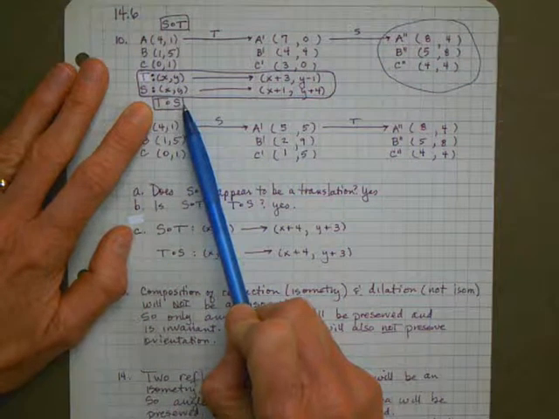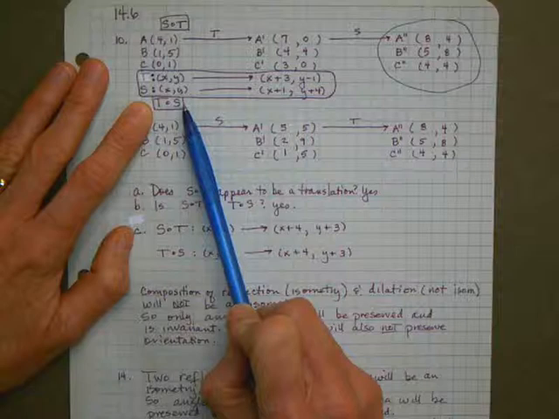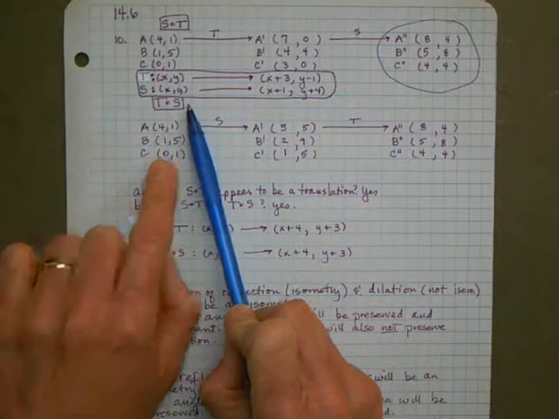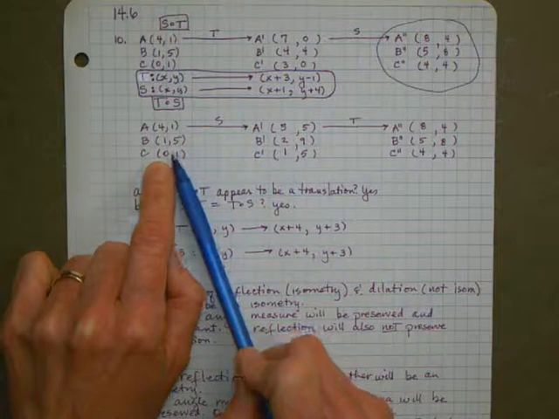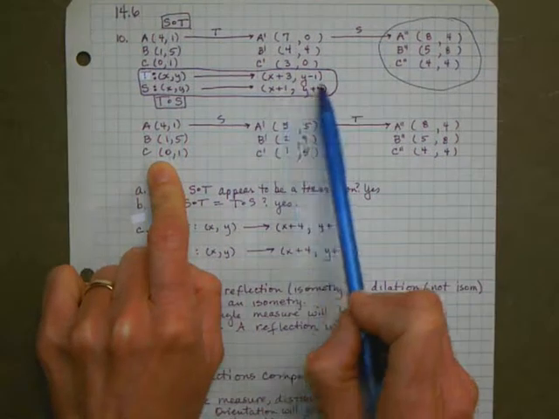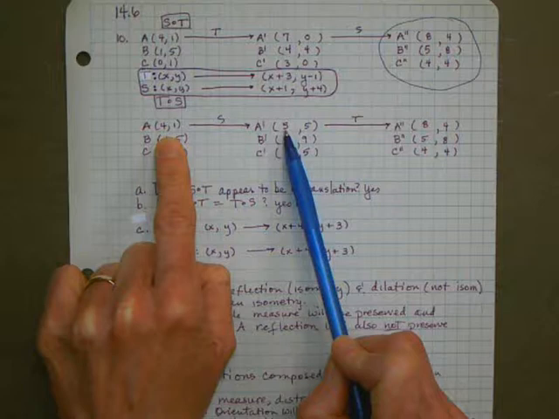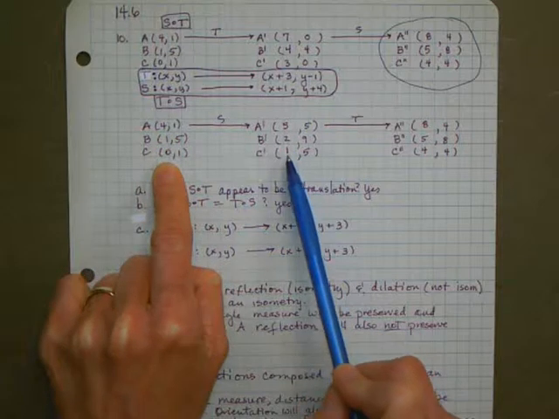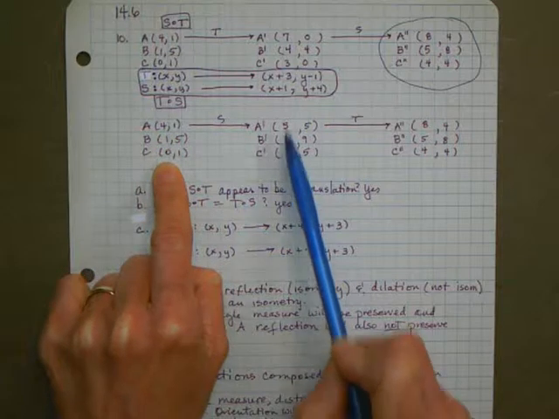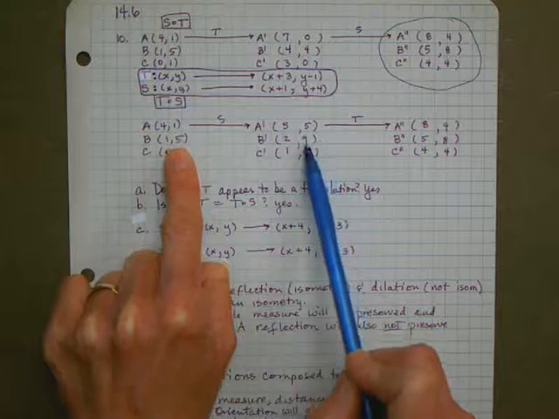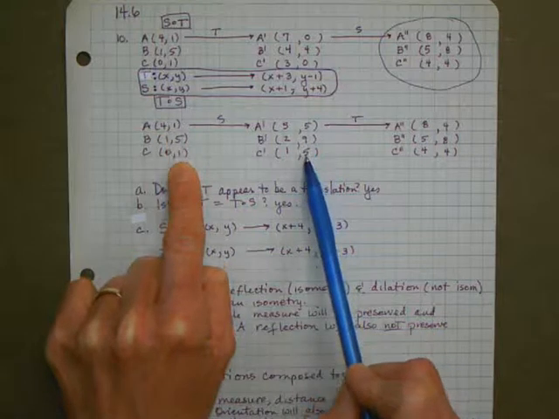The question says, find the images under S composed with T and T composed with S. So here we go. It's the same process. Here are my pre-image points. First I apply S, and remember what S does is it adds 1 to the x's. So you can see that. 4 to 5, 1 to 2, 0 to 1, and it adds 4 to the y coordinates. 1 to 5, 5 plus 4 is 9, 1 plus 4 is 5.